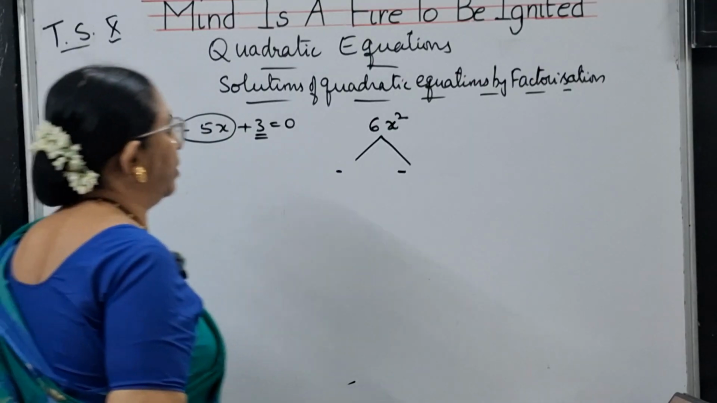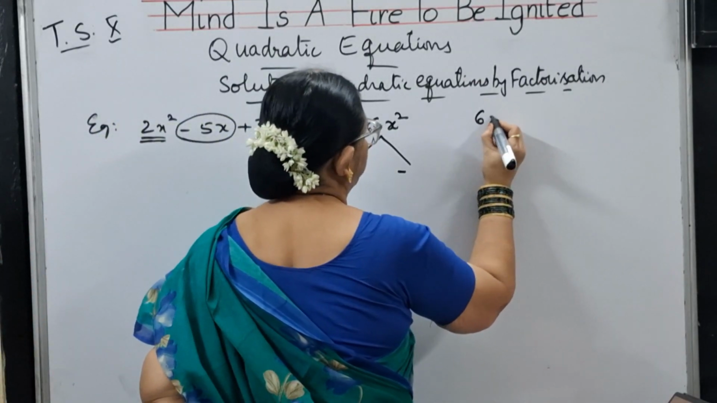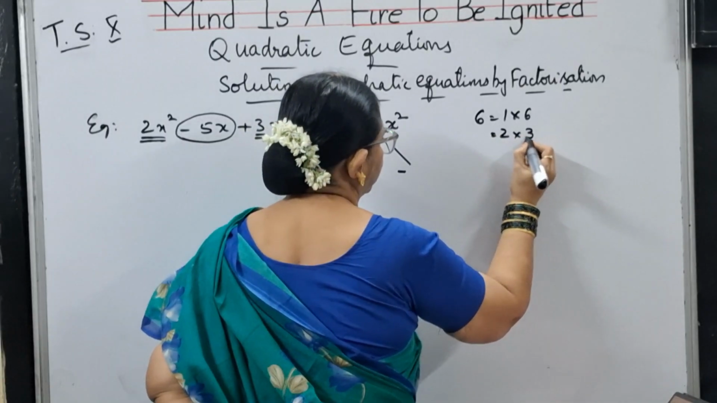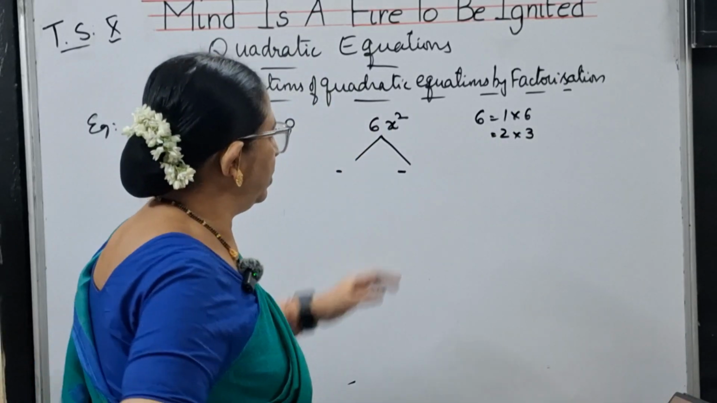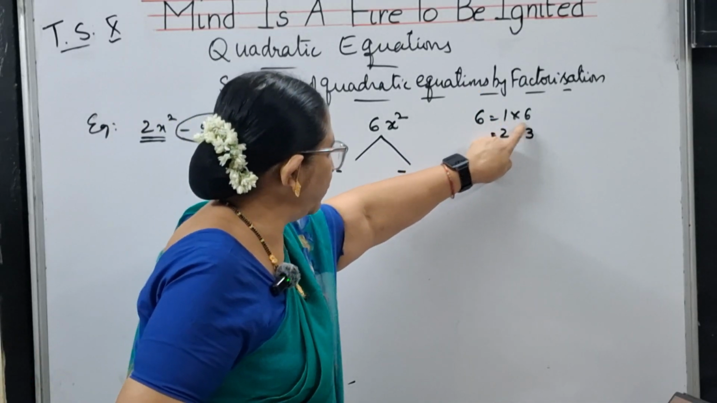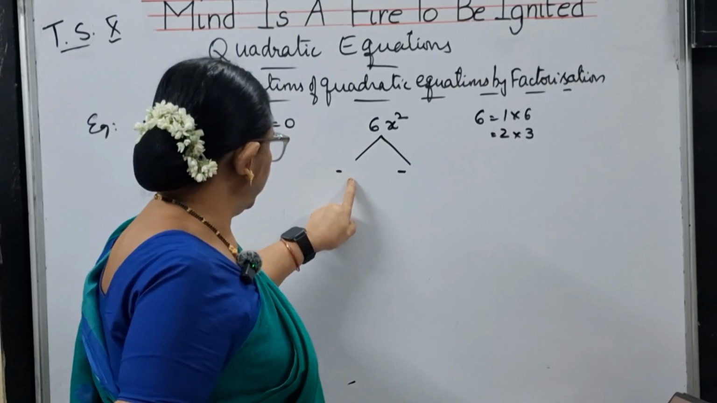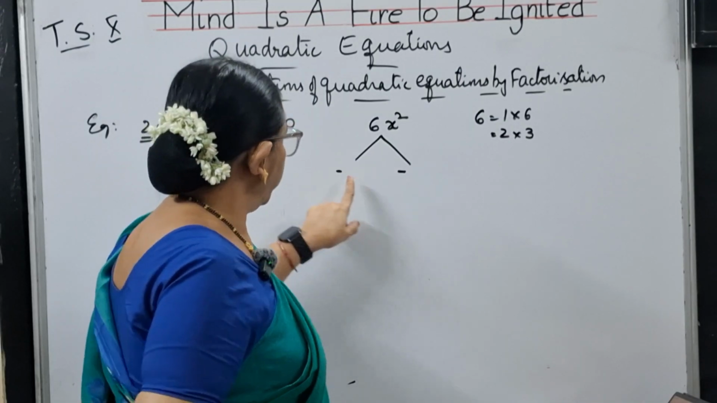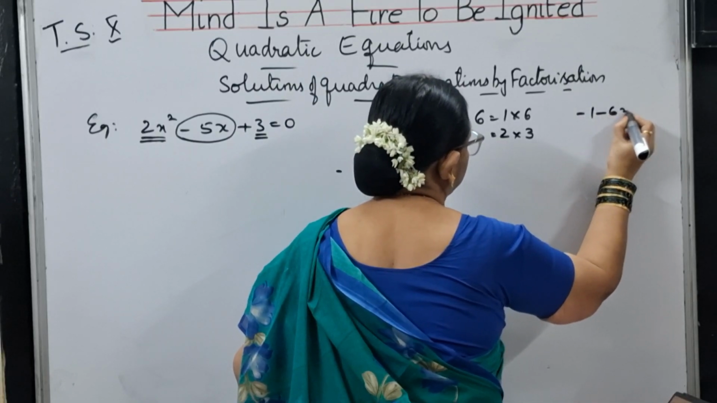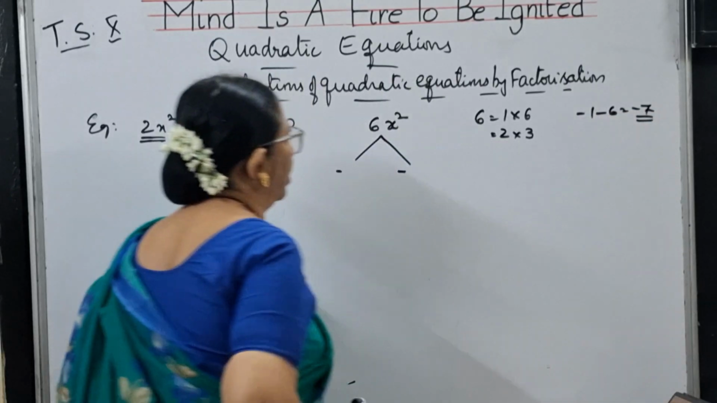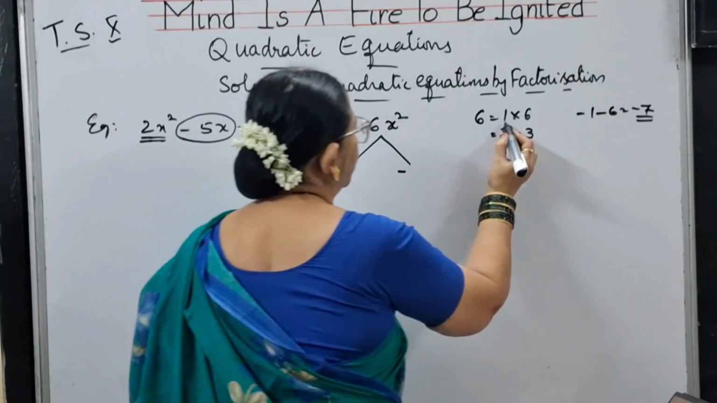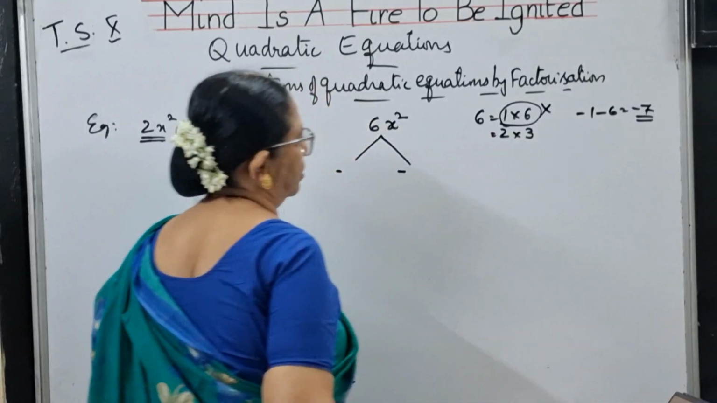Now what are the factors of 6? 6 you will be getting by multiplying 1 with 6, and also 2 3s are 6. Now, out of these two factors, which one we need to take? Suppose if I take this first one, that is, here I should write 1 and here I should write 6. But minus 1, minus 6. Minus 1, minus 6 is minus 7. So the center value should be minus 7. But we are not getting. That means we cannot go for this factors.